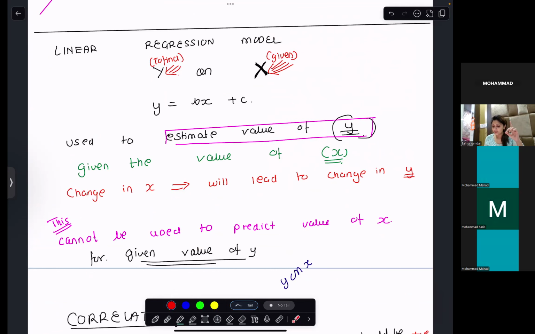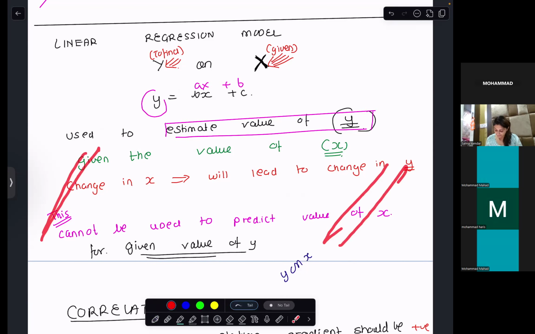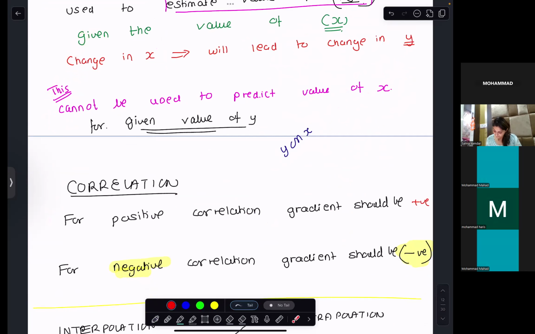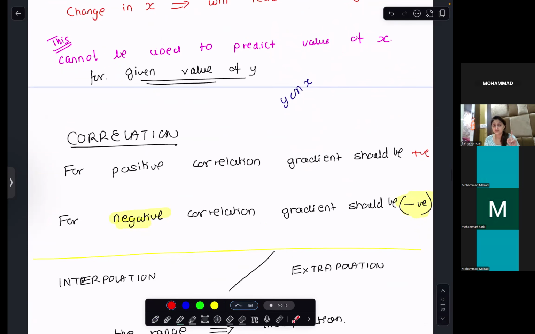One thing very important: we use this linear regression model, that is y is equal to bx plus c or y is equal to ax plus b, to estimate values of y. Never in correlation regression try to estimate values of x. You cannot use the linear regression model to estimate the value of x for a given value of y. Can you tell me why? Anybody? Because y is dependent on x and x is not dependent on y. So we will always predict the value of y, the dependent variable.